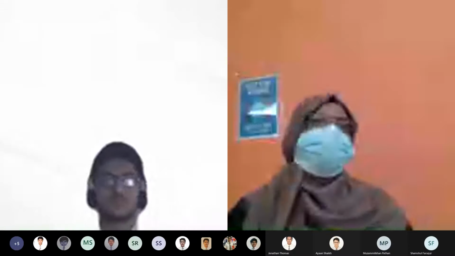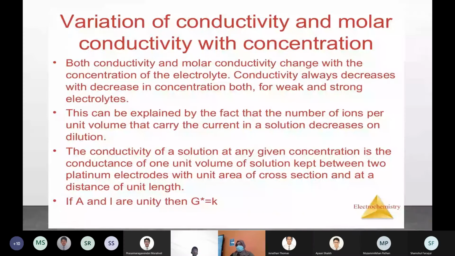Conductivity decreases on dilution. That is a very expected thing because when you are diluting, the number of ions per unit volume decreases. But molar conductivity actually increases with dilution. Those are the major points you found out after analyzing the graph.